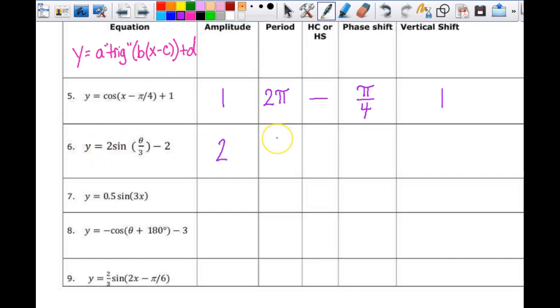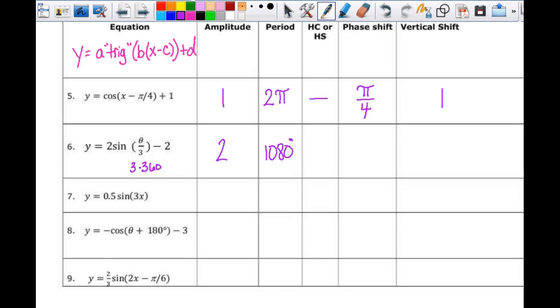My period, so my normal period for sine is 2 pi, or since this is in theta, it is 360. And remember, x lies, so your b is 1/3. In order to find your period, you use the normal period, which would be 360 here. You divide it by b, so I'm dividing it by 1/3. So basically that gives me 3 times 360, which is 1080.